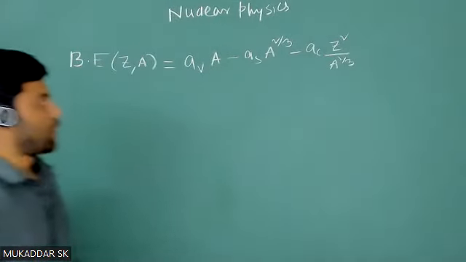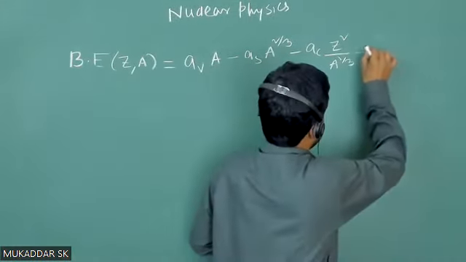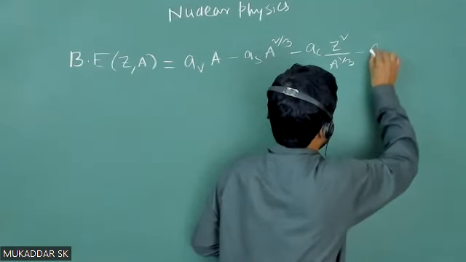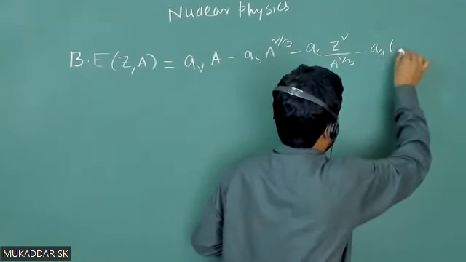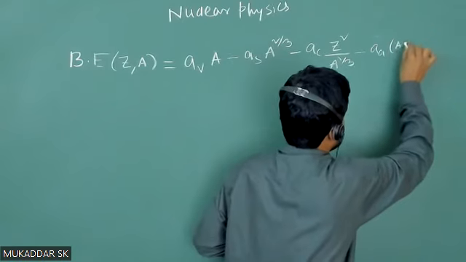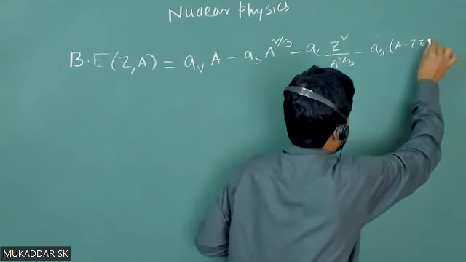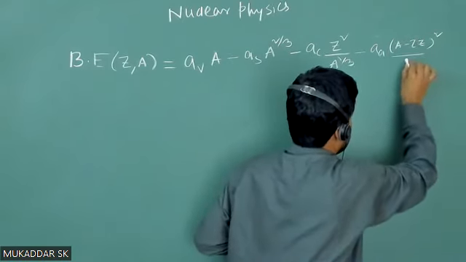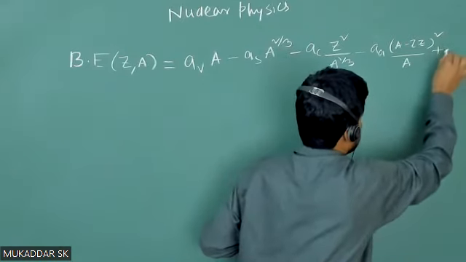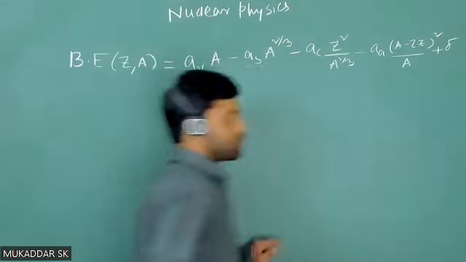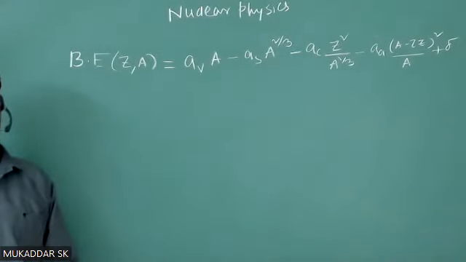right? Next term, the asymmetric energy term, and that can be written as A of A, and then you have (A minus 2Z) whole square divided by A. And the last term is your pairing term, that is delta, right?